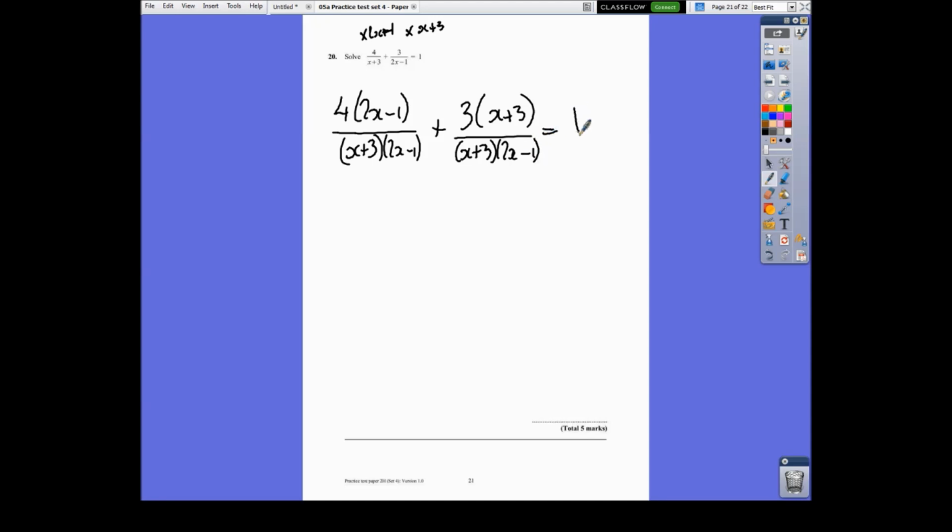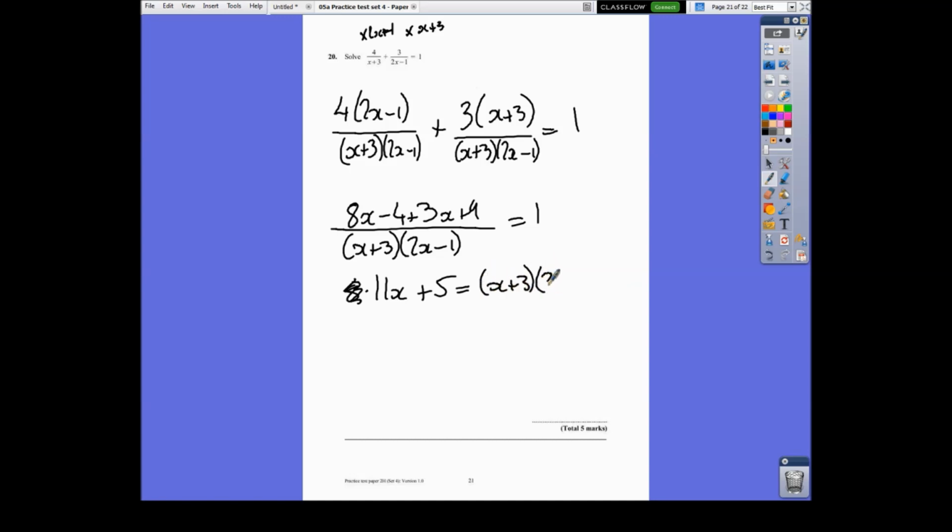If we put that over a single bracket now, we have x plus 3 times 2x minus 1 as the common denominator. And if we expand the brackets, we'll have 3x plus 9. And that will all equal 1. If we want to get rid of the fraction, we want to take the entire bottom of the left-hand side up to the right-hand side and multiply. So 1 times the bottom of that will just give us 8x plus 3x is 11x, minus 4 plus 9 is plus 5, and that will equal x plus 3 times 2x minus 1.